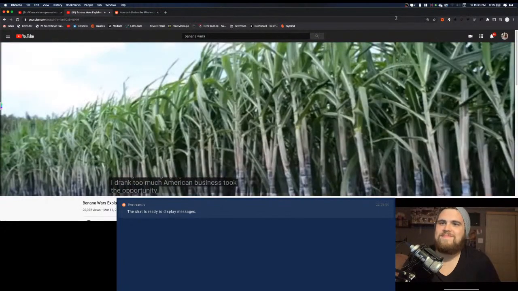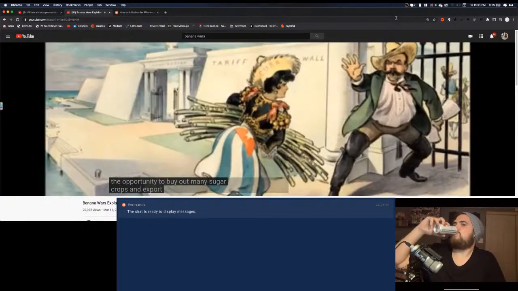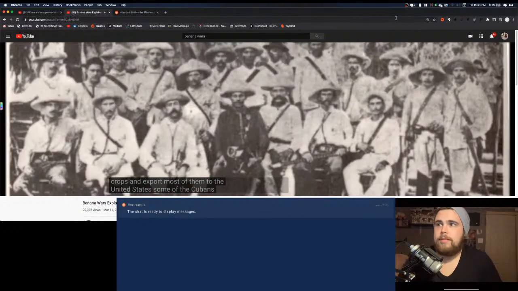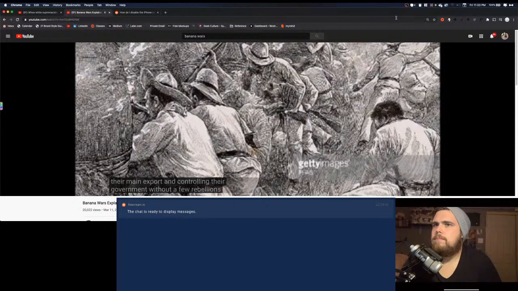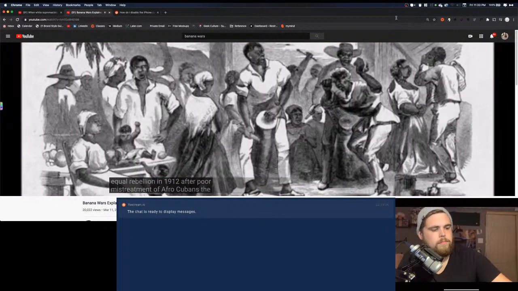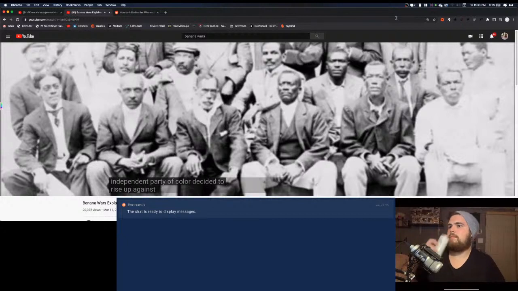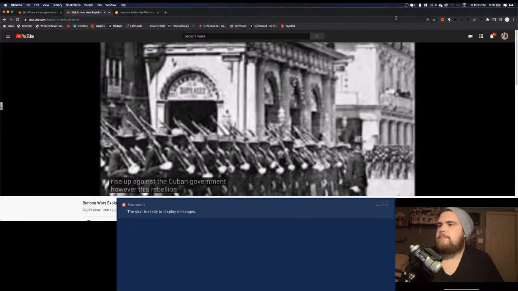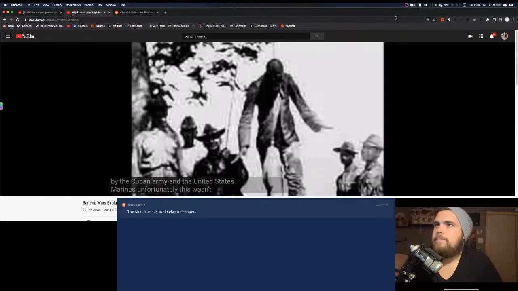American businesses took the opportunity to buy out many sugar crops and export most of them to the United States. Some of the Cubans did not take too kindly to foreigners taking over their main export and controlling their government, with a few rebellions coming up. The most infamous was the Negro Rebellion in 1912. After poor mistreatment of Afro-Cubans, the Independent Party of Color decided to rise up against the Cuban government. However, this rebellion would be put down by the Cuban Army and the United States Marines. Unfortunately, this wasn't the end of it, as many innocent black Cubans were massacred as repercussions for the rebellion.